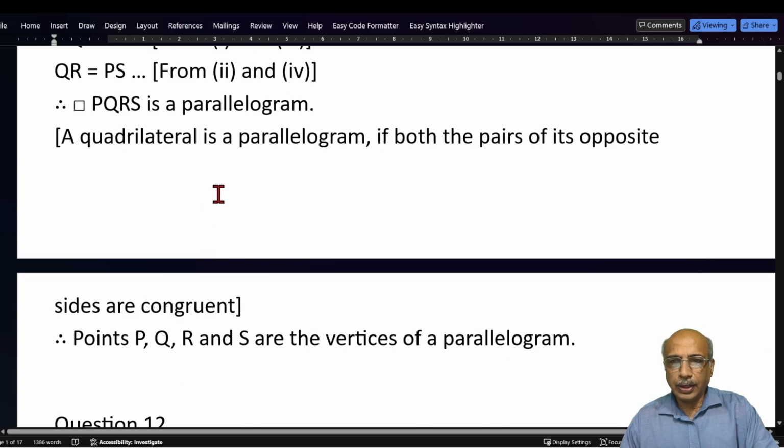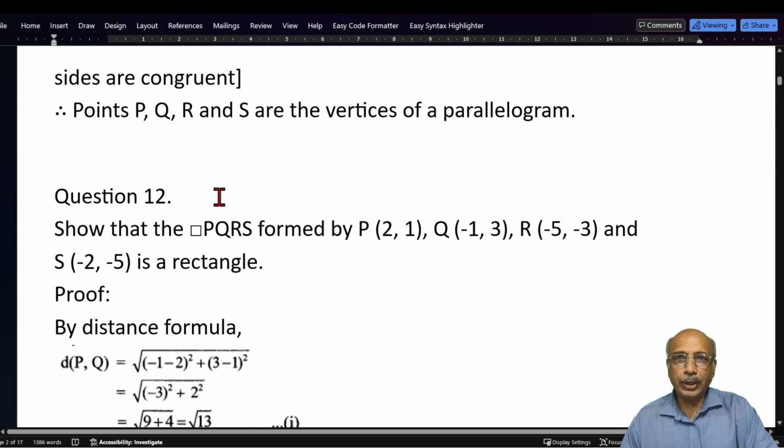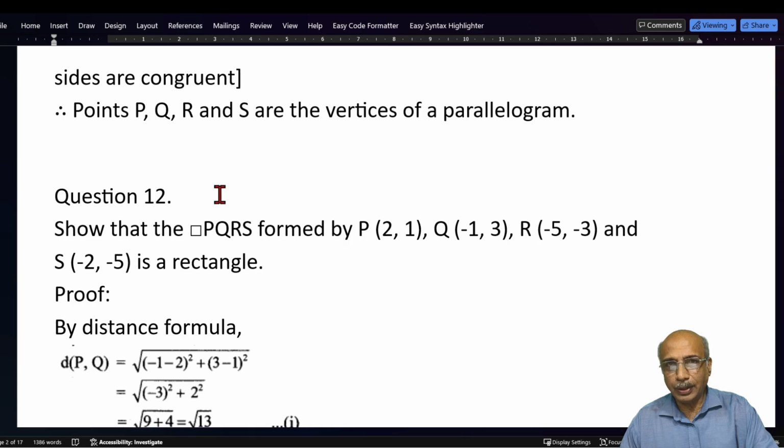A quadrilateral is a parallelogram if both pairs of its opposite sides are congruent. Therefore, points P, Q, R, S are the vertices of a parallelogram. Here in the problem set, as you have seen, I am not going to explain every step, the reason being that you know how to make use of the distance formula.